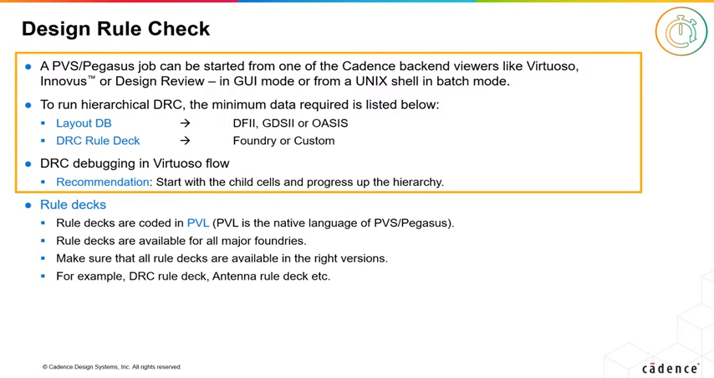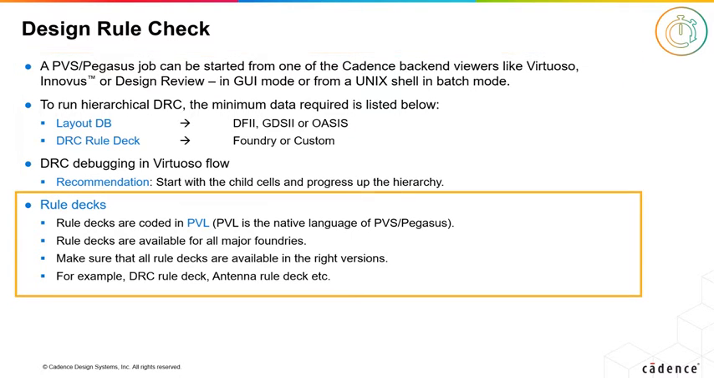To run a hierarchical DRC, you need at least a couple of inputs, a layout database and a rule deck. The layout DB could be in the DF2, GDS2, or Oasis format. In the PVS DRC debugging flow, it is recommended to begin with child cells first and progress up the hierarchy.